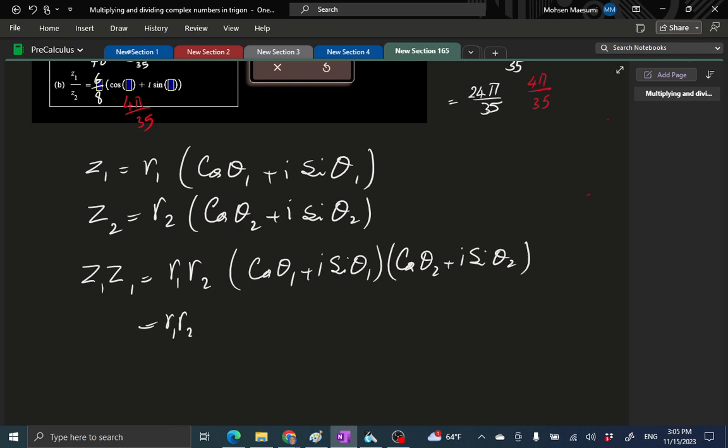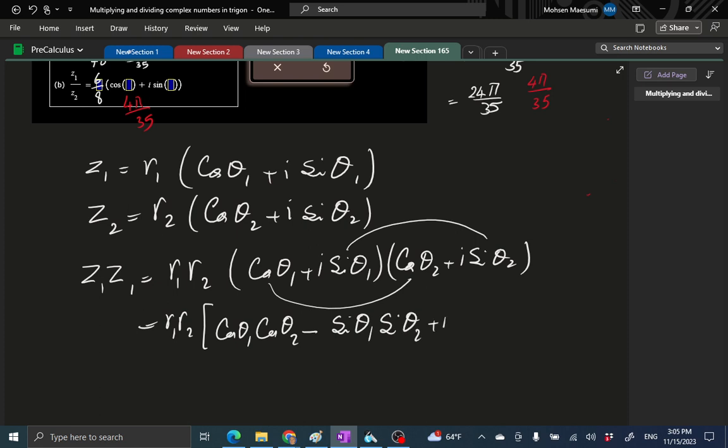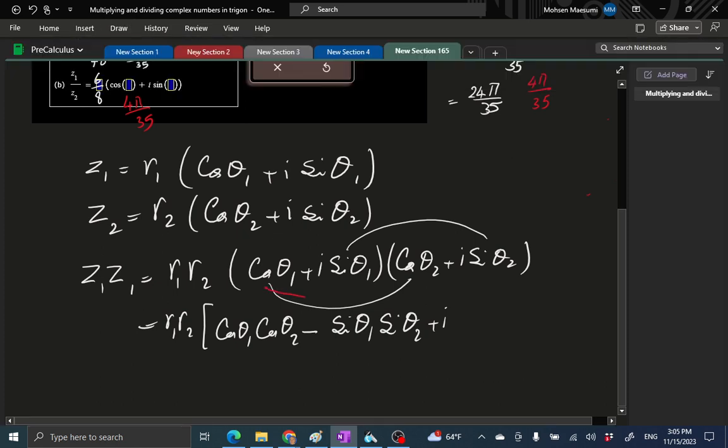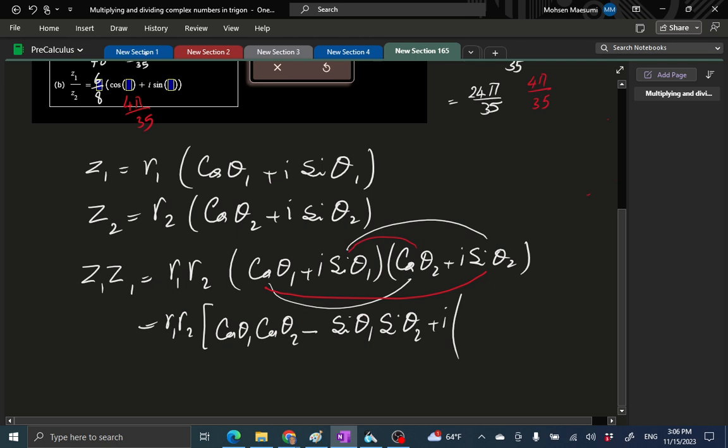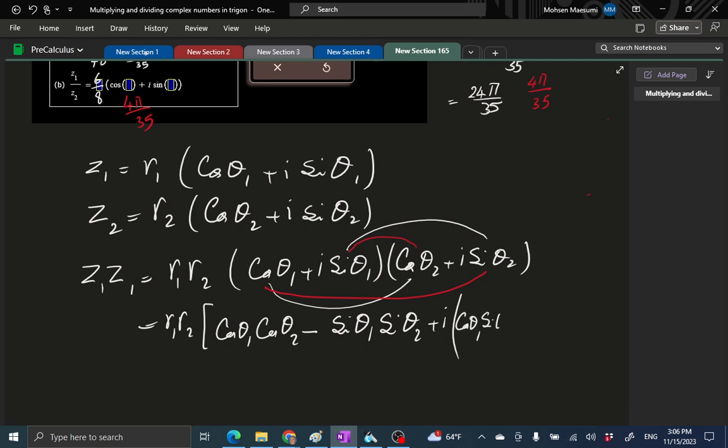r1 r2 just stay outside, and then cosine theta 1 cosine theta 2. Imaginary times imaginary, i times i becomes minus sine theta 1 sine theta 2, plus i times, now we are going to multiply this real with that imaginary and this real with that imaginary. So what am I going to get then? I'm going to get cosine theta 1 sine theta 2 plus the other one, sine theta 1 cosine theta 2.